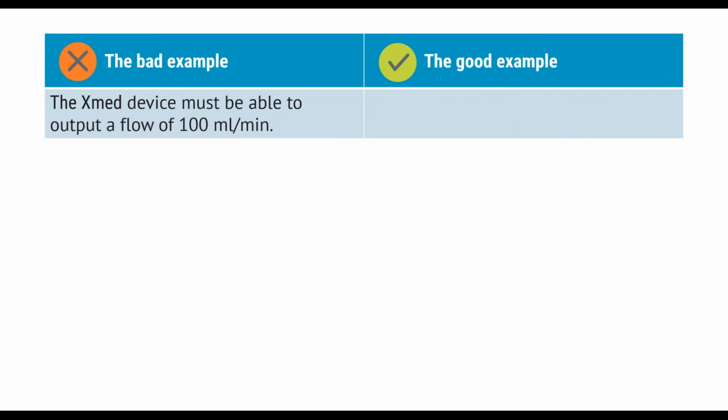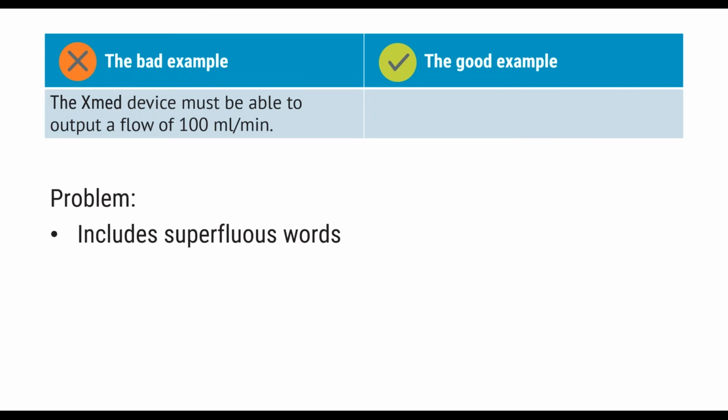Here is another one. Let's see if you can spot the problem here. The XMed device must be able to output a flow of 100 milliliters per minute. If we follow the principle that we brought up with the previous requirement, we should remove the be able to, because those words are superfluous. So we can agree on that. But there is one more issue, and the question is if you can see it.